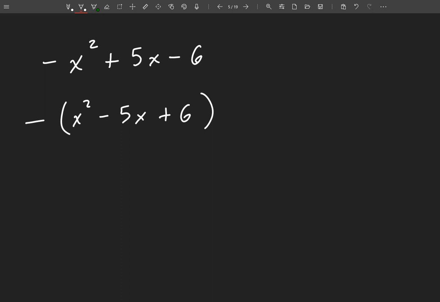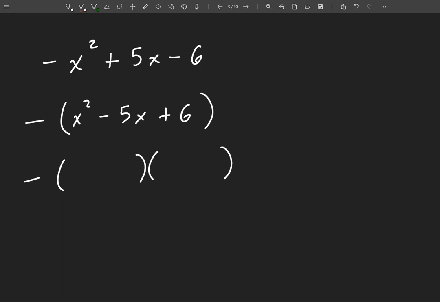Okay, now I'm going to think of 2 numbers that multiply to give me +6, but add to give me -5. So again, just like that 2 in the last example, you have to leave that negative out there. If that negative is not there, it is not correct. You have to leave that negative or it changes the problem.